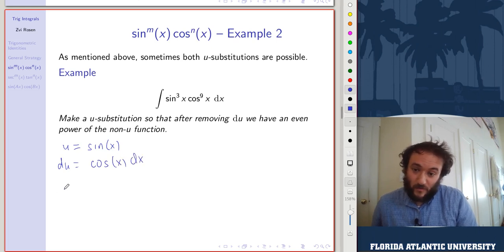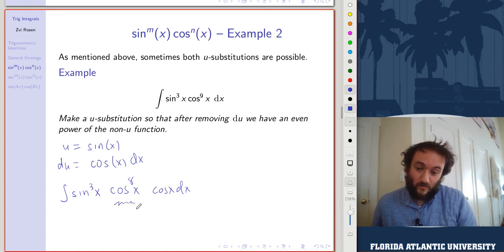And our integral that we would be left with would be sine to the 3rd x cosine to the 8th x cosine x dx. Okay? And this actually works because looking at the non-u function, which in our case is cosine, we have an even power here, to the 8th. Okay, let's see what happens with the other u substitution that's possible. We could substitute u equals cosine x. Then again, du is minus sine x dx.